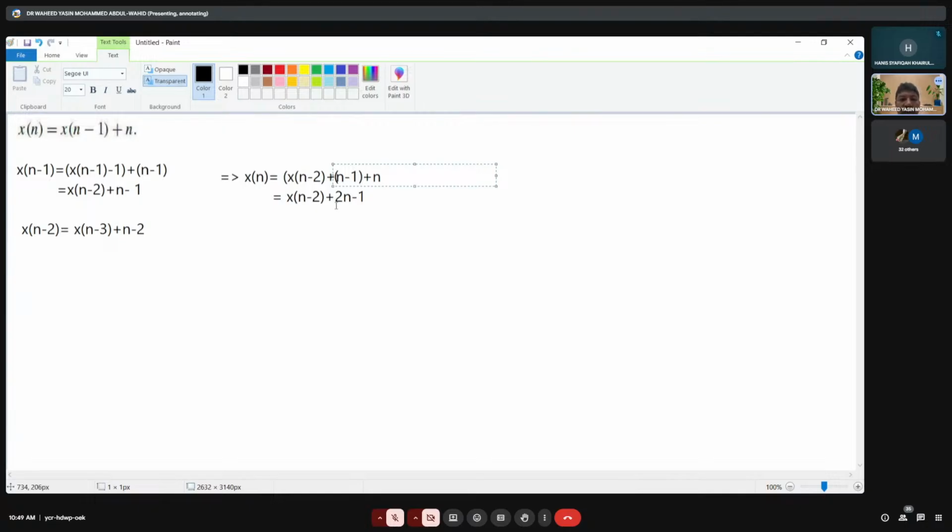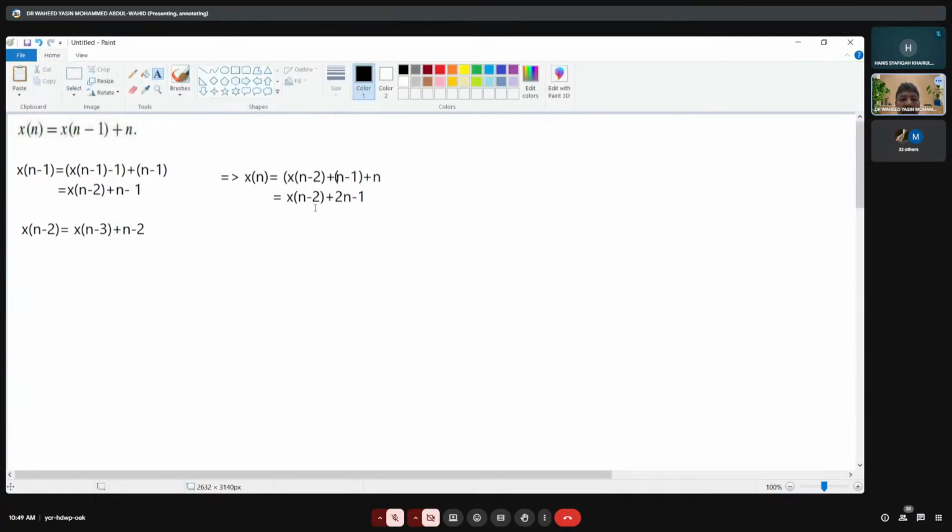Plus n. Then here he makes this one. He didn't calculate the total. He makes xn minus 2. What is x minus 2? xn minus 2 is xn minus 3 plus n minus 2. We make it like this, and he replaces n minus 2 with n minus 3.